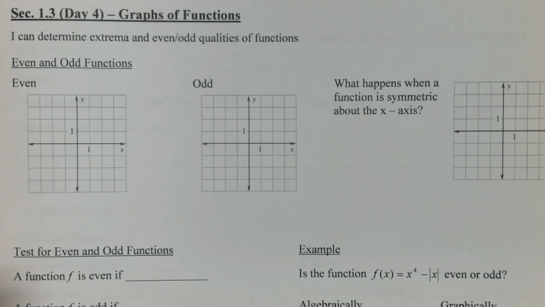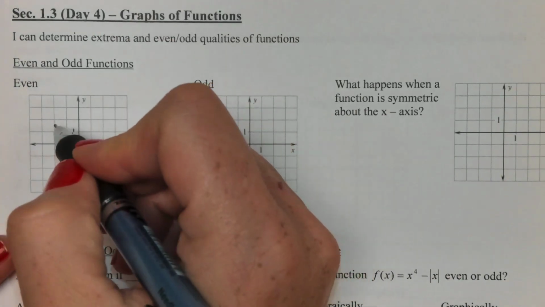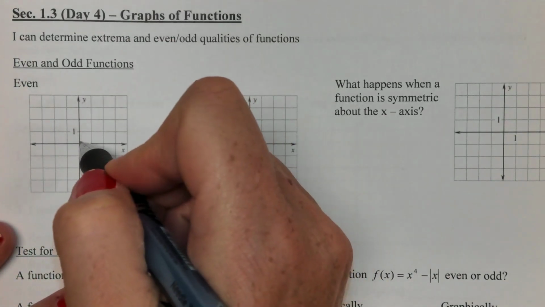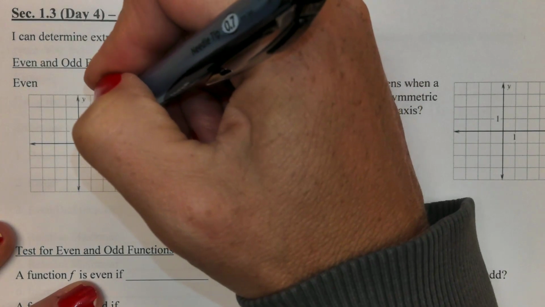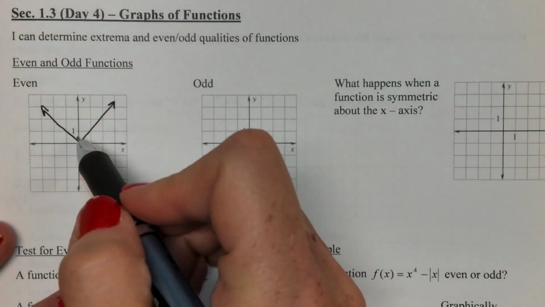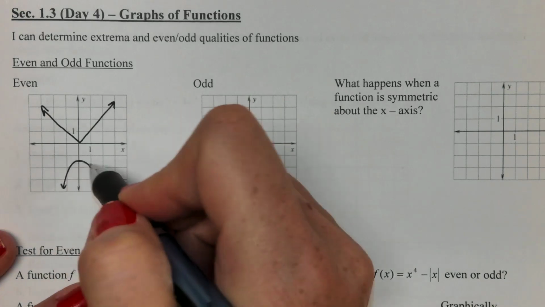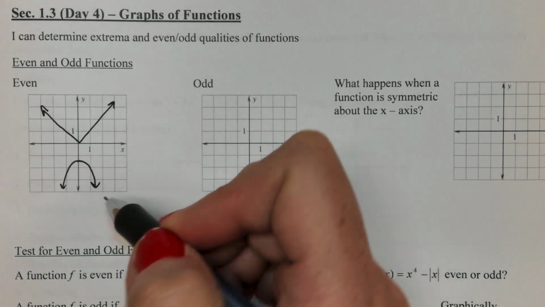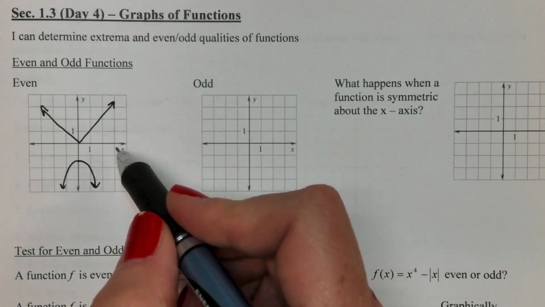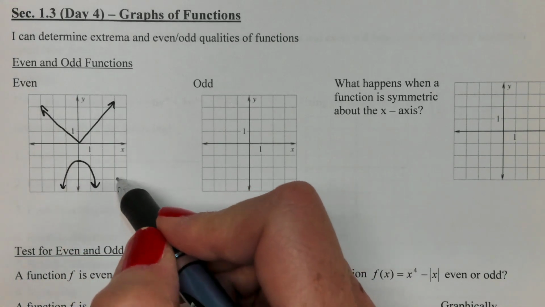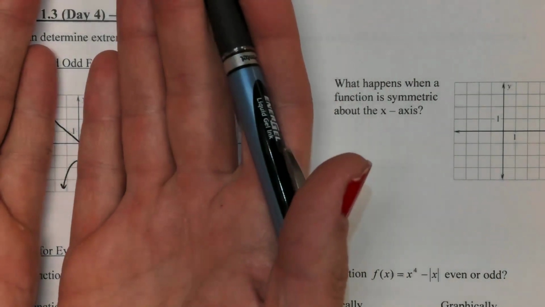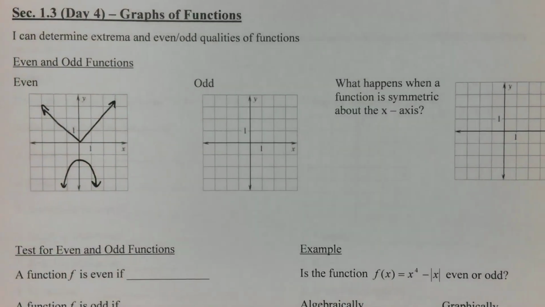Even functions are symmetric over the y-axis, meaning if you see a part on that side, you're also going to see a part on that side. Our absolute value functions fit this. Our parabolas, as long as they are based around the y-axis, fit this. There are a variety of functions that fit as long as you are symmetric around the y-axis. So kind of that butterfly effect, if you fold it up, it's the same on both sides.